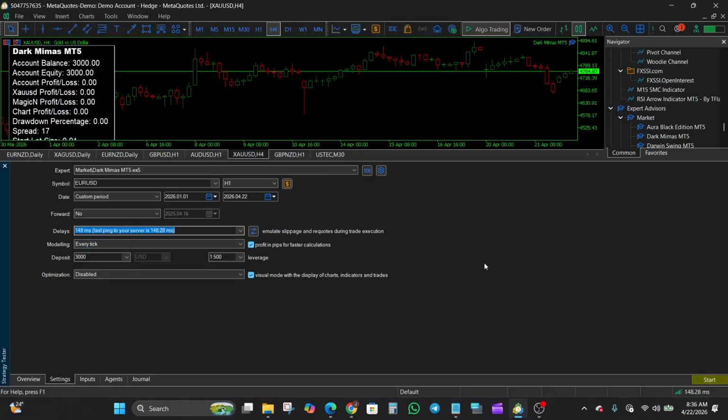But at the same time, it's worth mentioning this is a relatively short period. And for something like this, especially a scalping system, it's always better to test over a longer duration across different market conditions. All right. So let us start the test.